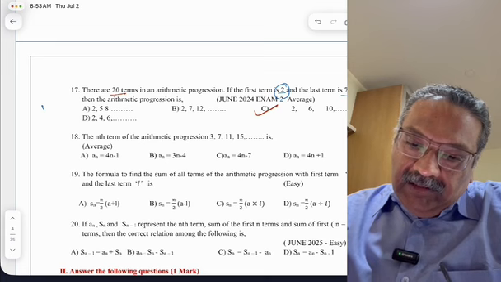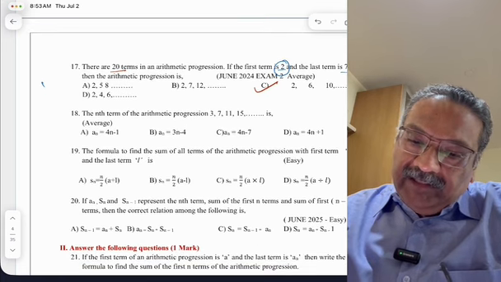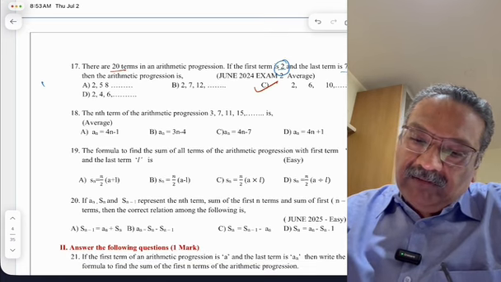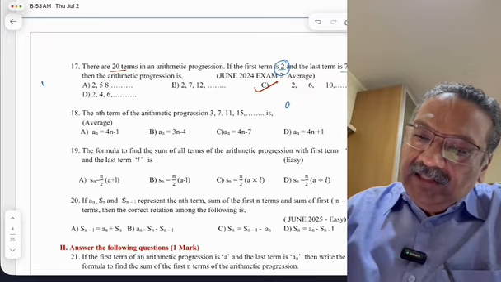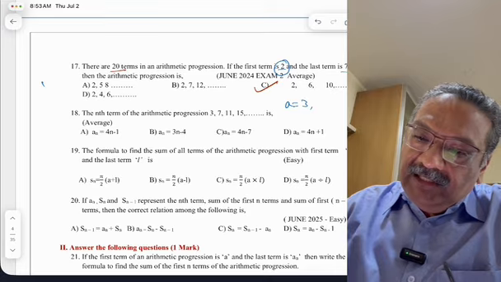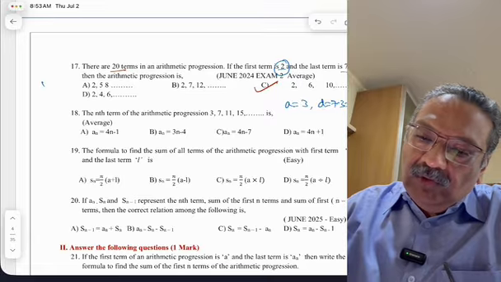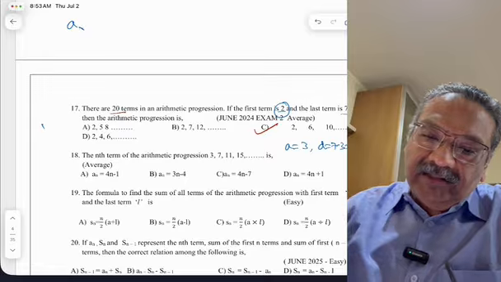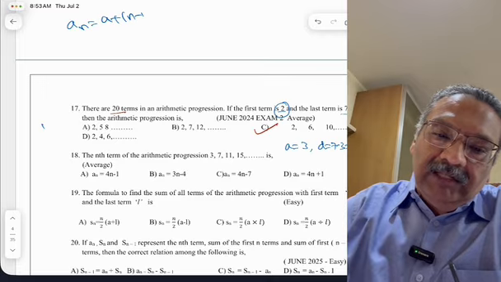Next, the nth term of the arithmetic progression, they have given the AP. So here A is equal to first term 3 and common difference D is equal to 7 minus 3, equal to 4. What is the formula for nth term? An is equal to a plus (n minus 1) into d.